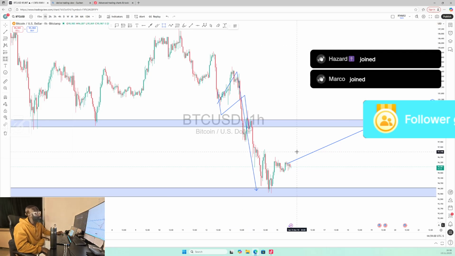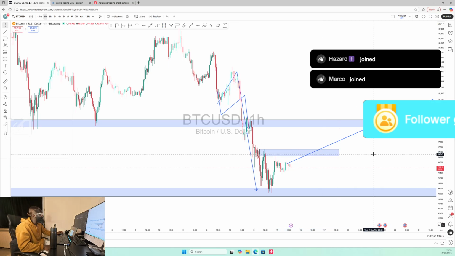Why? Price is still in a downtrend. Why? Price has not been able to break the last resistance within 1 hour. That means that price is still in a downtrend. Wait patiently.